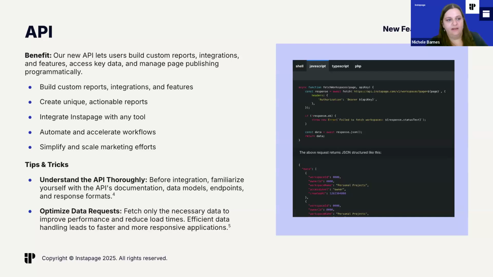Thanks, Griffin. And some additional tips and tricks for that. Before using an API, it's really important to understand the API thoroughly. Familiarize yourself with the documentation, the different endpoints, and the responses. Specifically, if you're doing any sort of automation, like publishing or unpublishing pages, you want to make sure that you're not turning off a page that should be live and is receiving traffic.